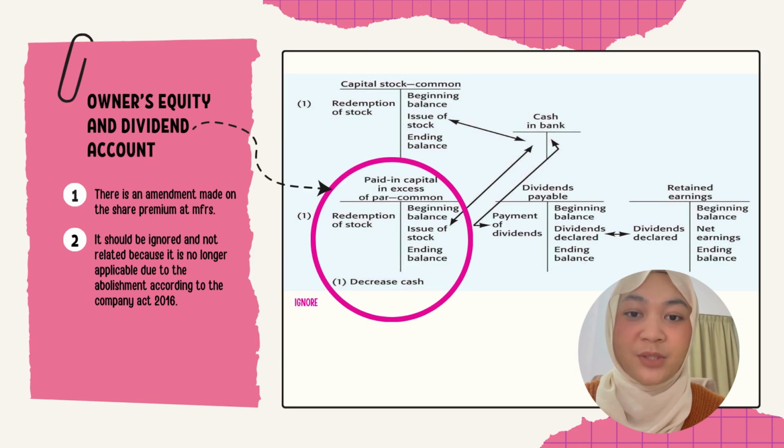So I'll continue the presentation on owner's equity and dividend account. From this slide, we could see that there is an amendment made on the share premium at MFRS. So it should be ignored and not related because it is no longer applicable due to the abolishment according to the Company Act 2016.